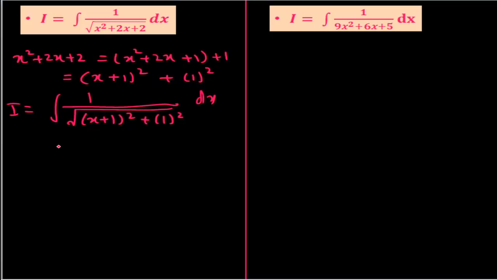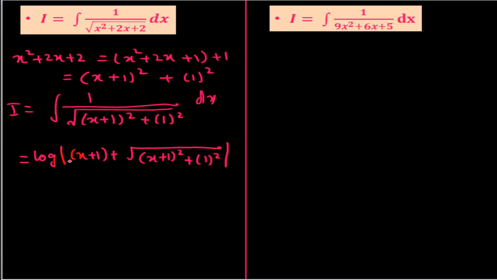So which form of integral has it taken? It is of the form integral of 1 over square root of x square plus a square. In place of x, what do we have here? X plus 1. So we can simply use the formula, and wherever x is mentioned, you can replace it by x plus 1. So it will be log modulus of x plus 1 plus square root of square of the term which is in place of x. So it will be x plus 1 whole square plus square of 1.